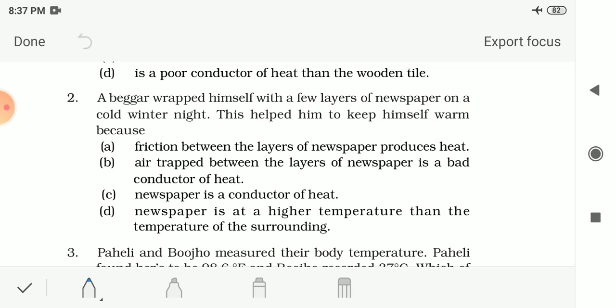So here your answer is option B, air trapped in between the layers of newspaper is a bad conductor of heat, so it will not allow the heat to escape from the body to the surrounding. So this is why the beggar wrapped himself with a few layers of newspaper in the winter season. Now next question.